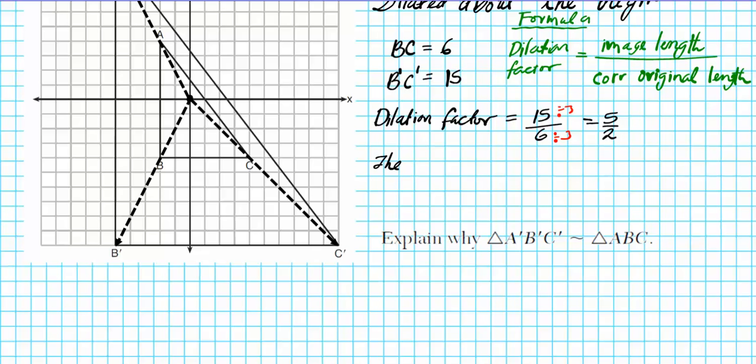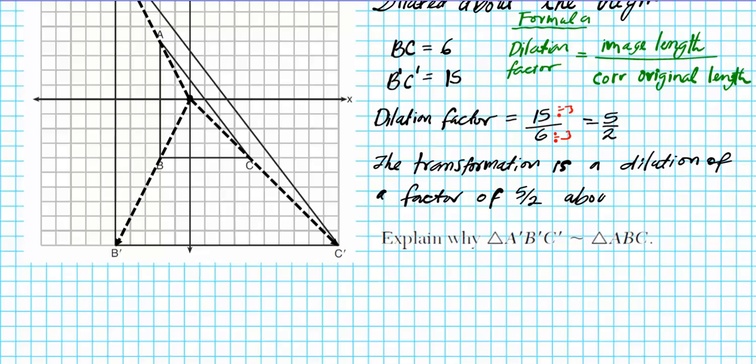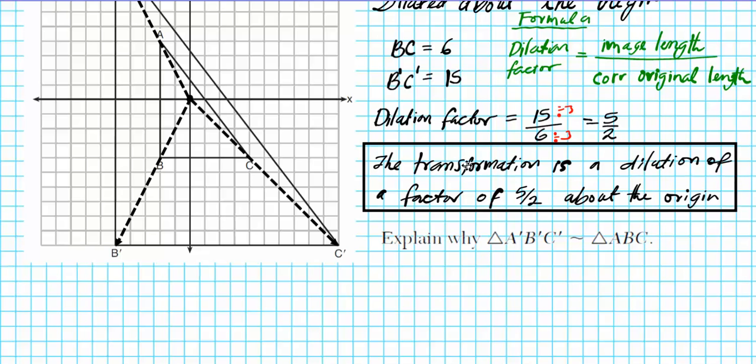The dilation, I'm sorry, the transformation is a dilation of a factor of 5 over 2 about the origin. Okay, so that's the answer that this problem is asking for. So you state that it's a dilation about the origin, and then you also indicate what the dilation factor is, which is 5 over 2.